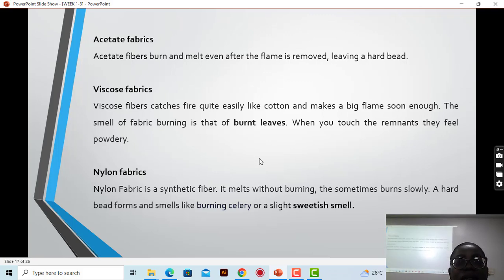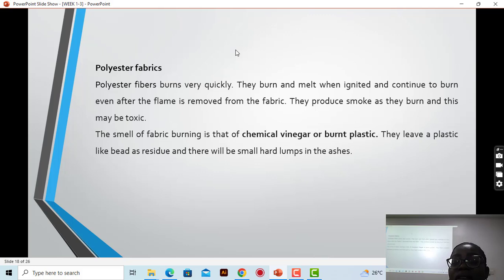Yeah. Then we have the polyester fabrics. The polyester fabrics burn very quickly. They burn and melt when ignited and continue to burn even after the flame is removed from the fabric. If we talk about removing the flame, what it really means is I have lit a match or a lighter and the fire is on and I have lit the fabric. Once the fabric starts burning, I remove the fire or the lighter from the fabric. That is what they really mean here by removing the flame.